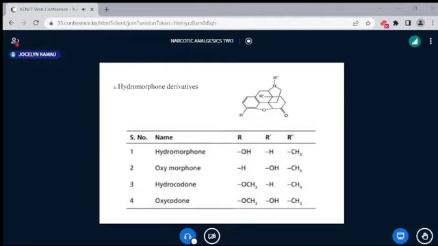Hydrocodone, because now it's a codone, that must be a methoxy group. Here, because it's a codone, it's not an oxy, that must be a hydrogen, and the final one there must be a methyl. When now we have the oxy, the difference will be at this position here, that must be a hydroxyl group.